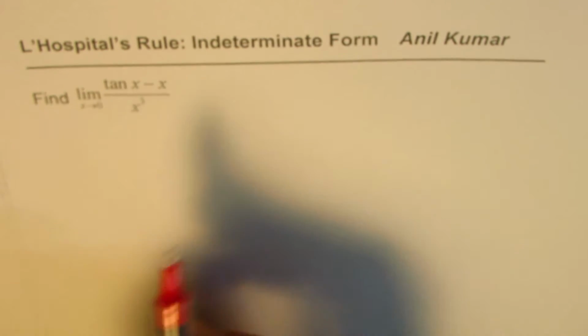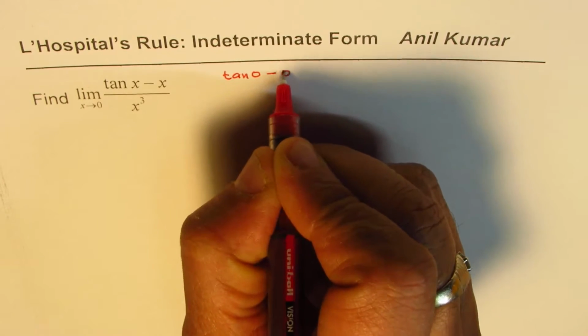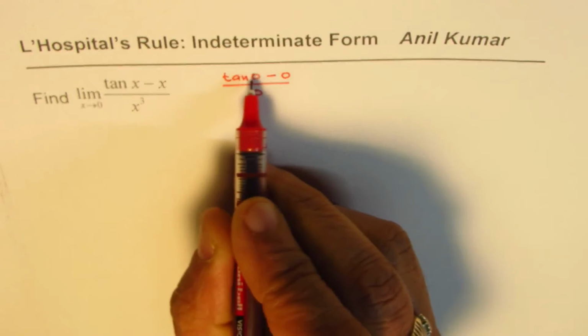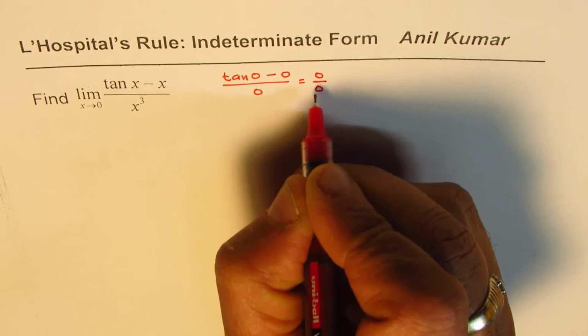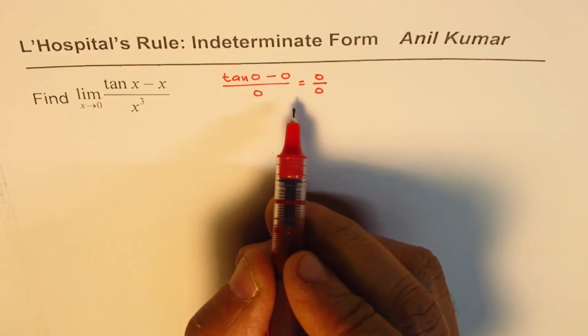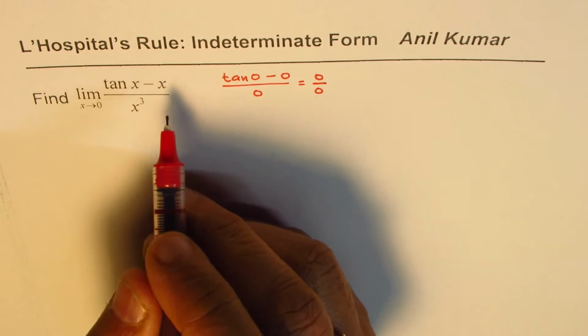Now if I substitute 0, what do I get? I get tan 0 minus 0 over 0. Now tan 0 is 0, 0 minus 0 is 0. So we have 0 over 0 form, that is an indeterminate form. So we can apply L'Hopital's rule.